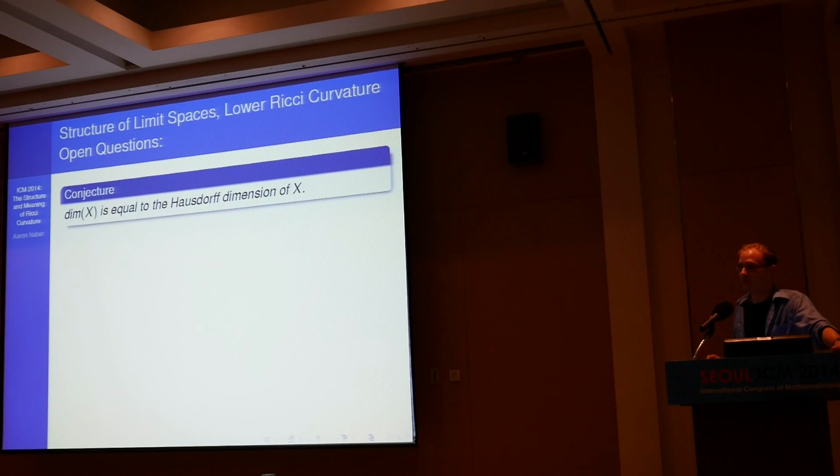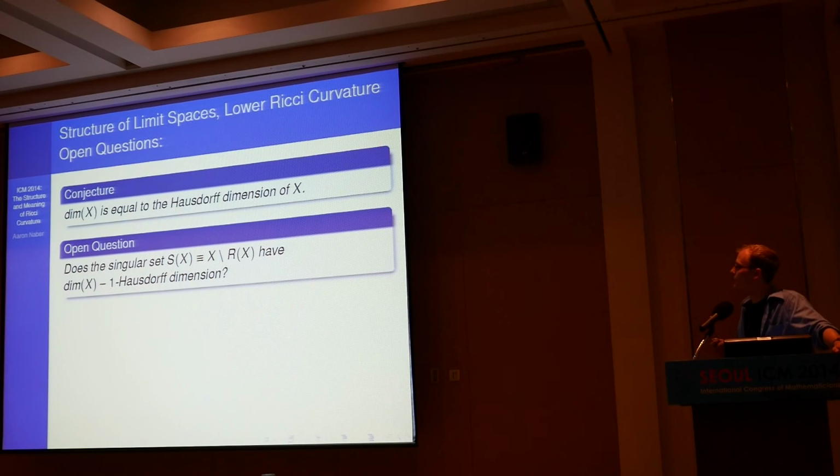Probably more generally than that, we could ask the singular set not just to have Hausdorff dimension at most the dimension of X, but it should actually be less. I mean, say at least one less than the Hausdorff dimension. This is a harder problem, so this is strictly harder than the one above it.